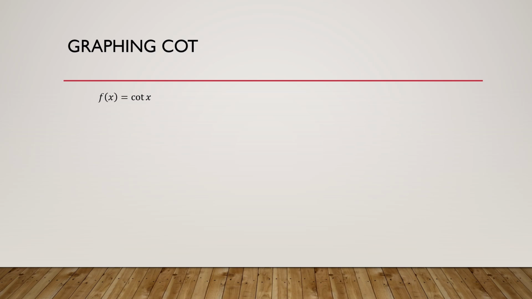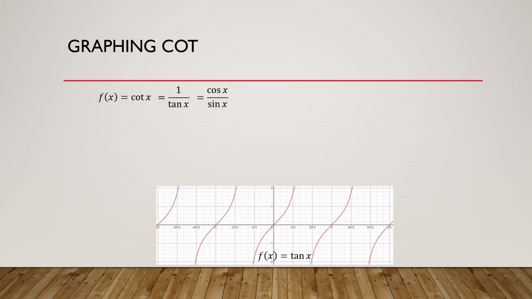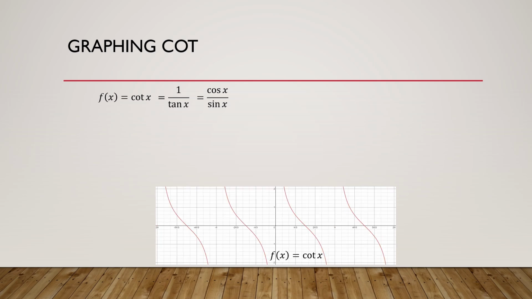F of x equals cotangent x. By definition, cotangent x is equal to 1 over tangent x, or cosine x over sine x. If we start with the graph of tangent x, we can arrive at the cotangent graph by simply taking each value's reciprocal. Like the tangent x function, cotangent x is symmetric with respect to the origin, and as such is an odd function. The domain of cotangent will exclude all x's where sine x equals 0, or 0 and multiples of pi. These values will be vertical asymptotes.